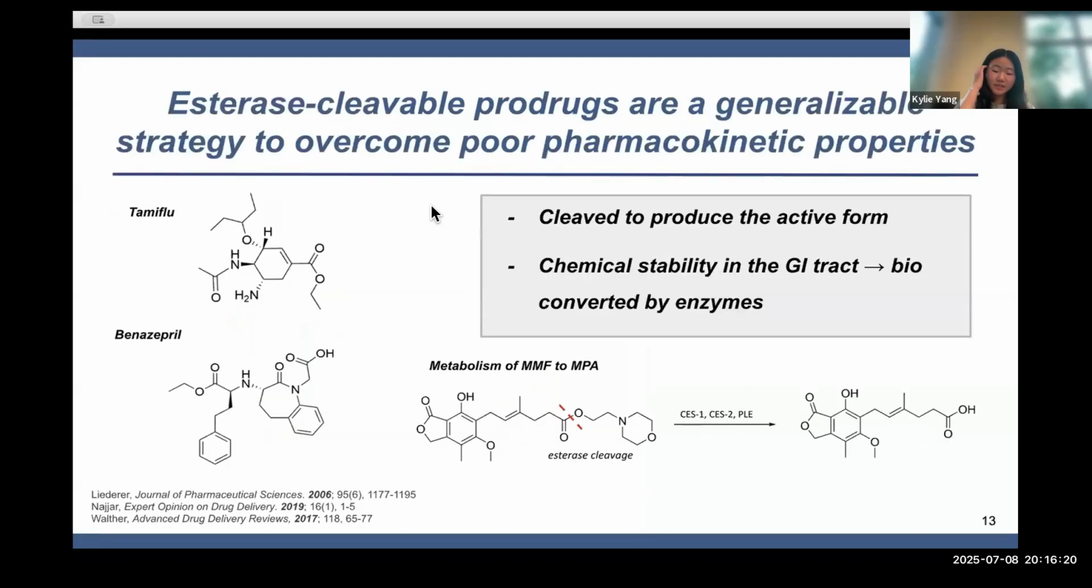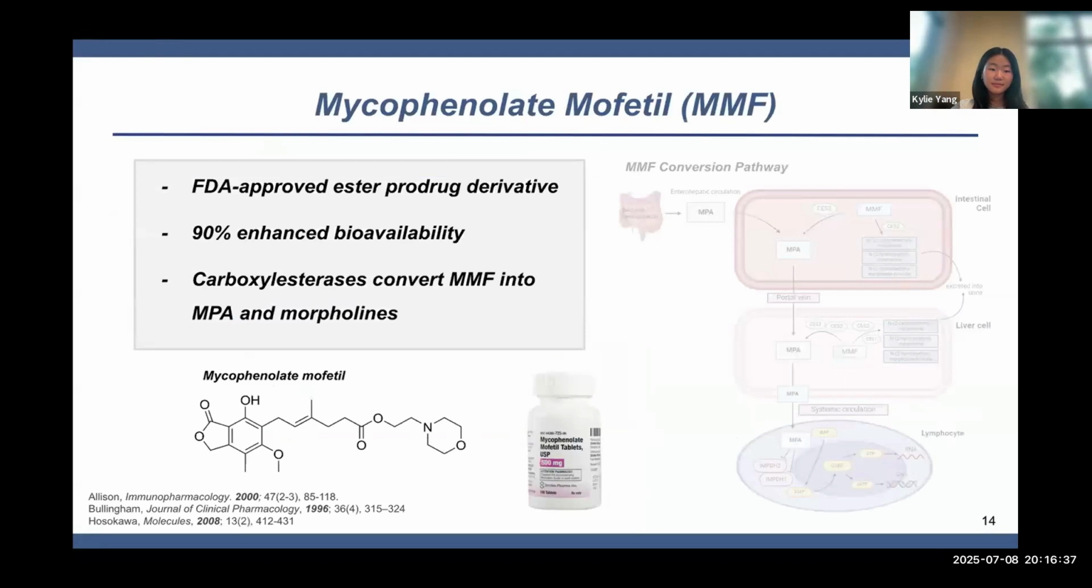And so our lab has observed that esterase-cleavable prodrugs such as Tamiflu and benazepril can generally be used to overcome poor pharmacokinetic properties. They can be cleaved to produce the active form of the drug and can be chemically stable in the GI tract until bioconverted by enzymes, including esterases. This has been applied to MPA in the preparation of mycophenolate mofetil, the FDA-approved ester prodrug derivative, which was made to enhance the bioavailability of MPA by about 90% compared to pure MPA.